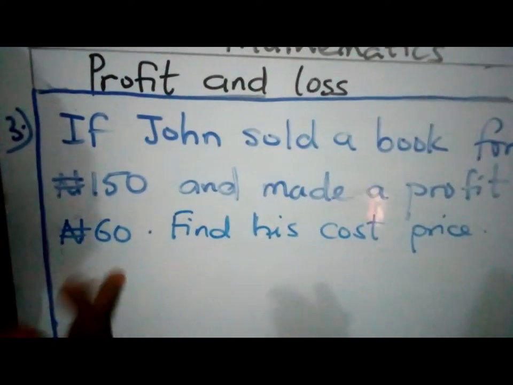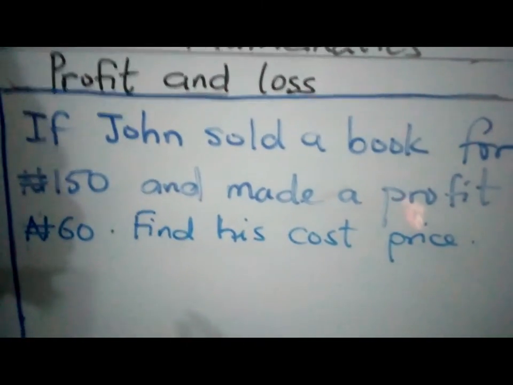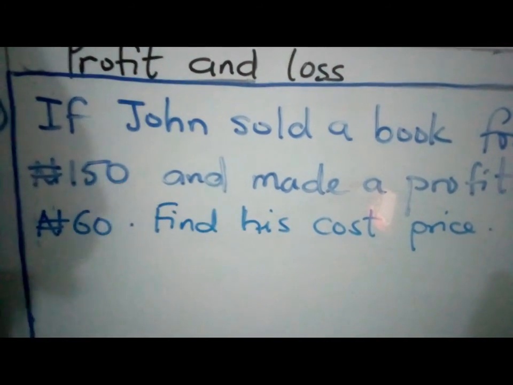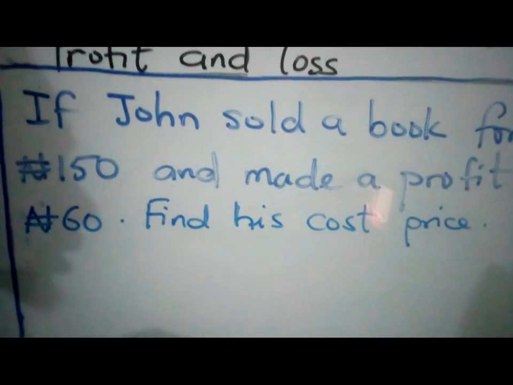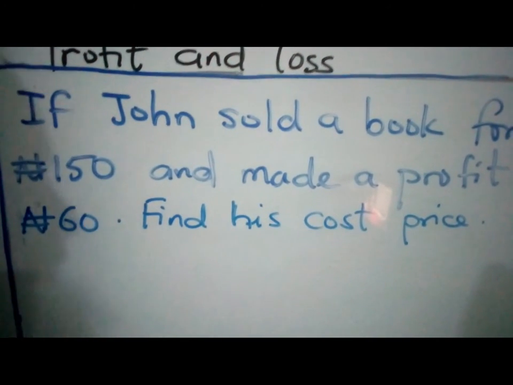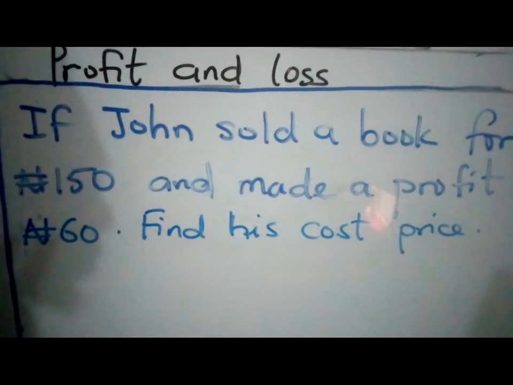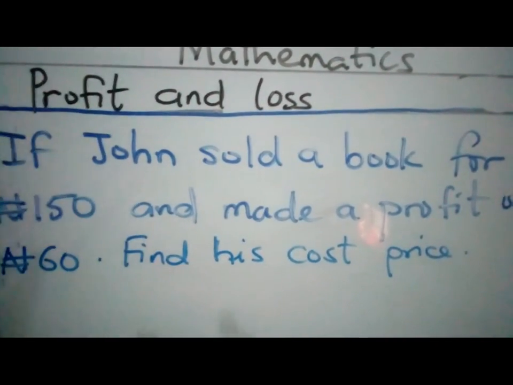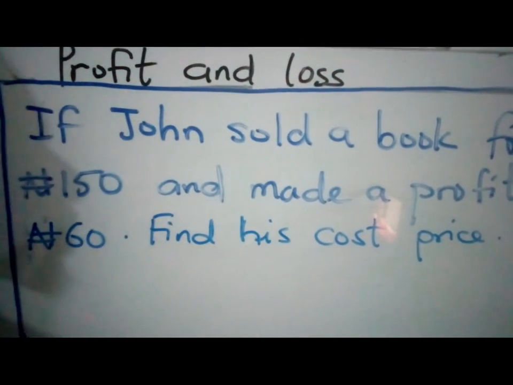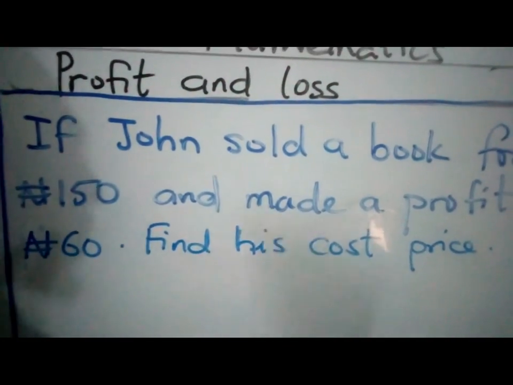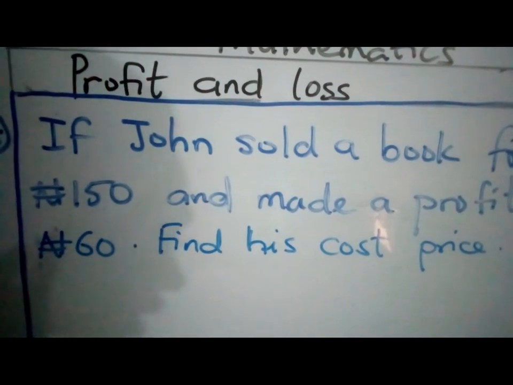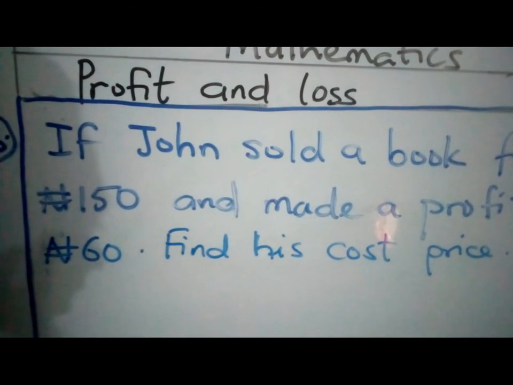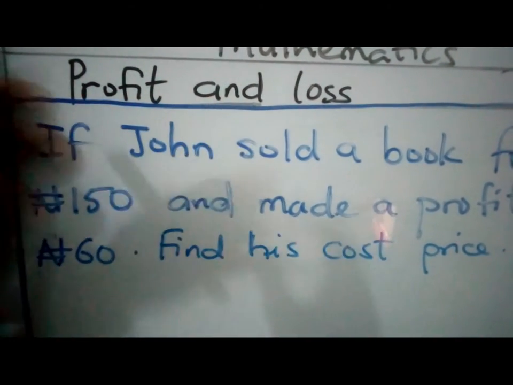Before you attempt a question like this, make sure you still take note of what I told you the first day. That for profit, selling price is always bigger than cost price, while for loss, cost price is bigger than selling price. So to solve question like this, there are basically 2 things we do. It's either we add or we subtract. Don't forget that we subtract to get a smaller number, but when we add, we get a bigger number.